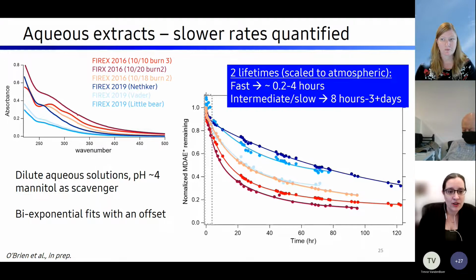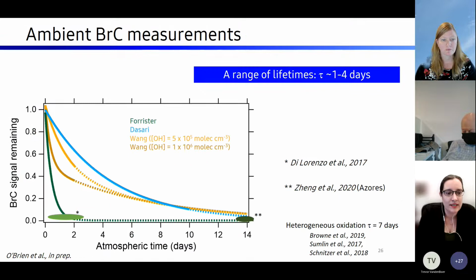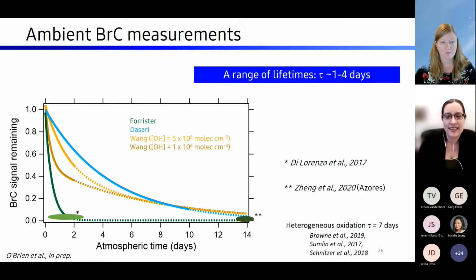And I'm going to put them all on the same scale so that we can make a comparison. So this is plotting the brown carbon signal that's remaining as a function of the atmospheric time scaled to days. And for each of these data sets, the darker portion, or the solid portion of the line, is showing the portion that is actually coming from the literature itself. And then the dotted line is the section that I am extrapolating beyond what was actually published.